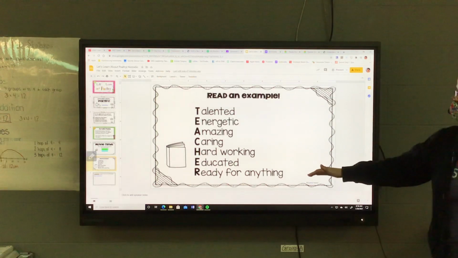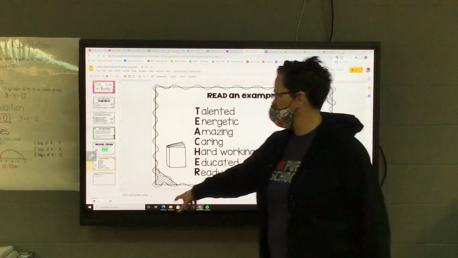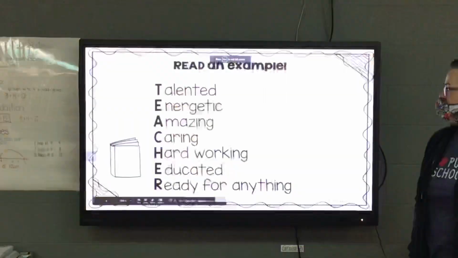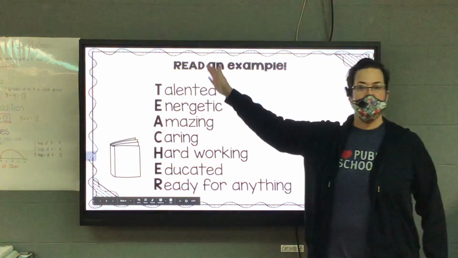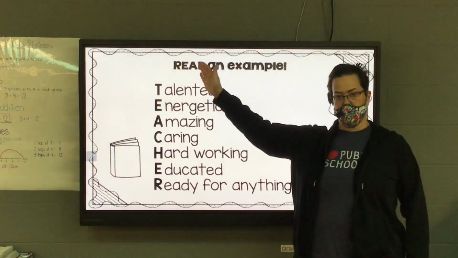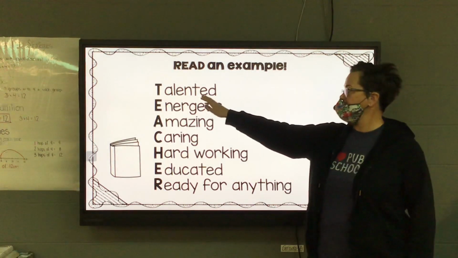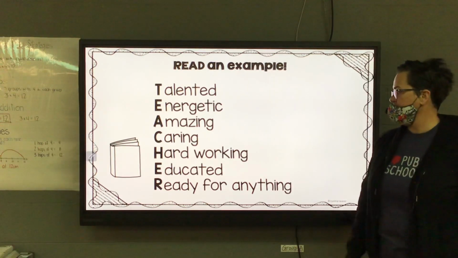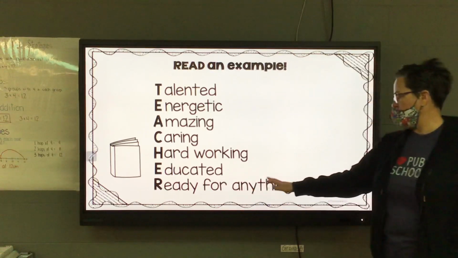Going back to our slides, the, what is it, 6th slide says that, what word did they use? Teacher. And that's what they wrote vertically. So for teacher, they said talented, energetic, amazing, caring, hardworking, educated, ready for anything.